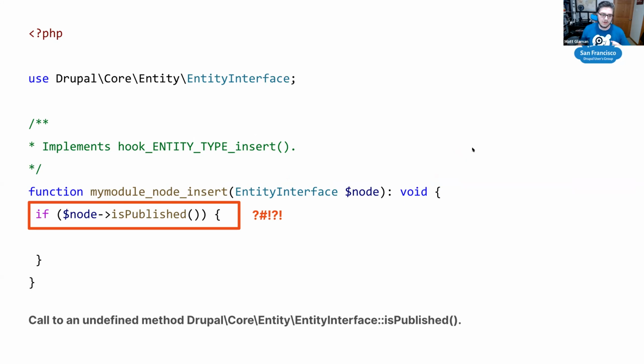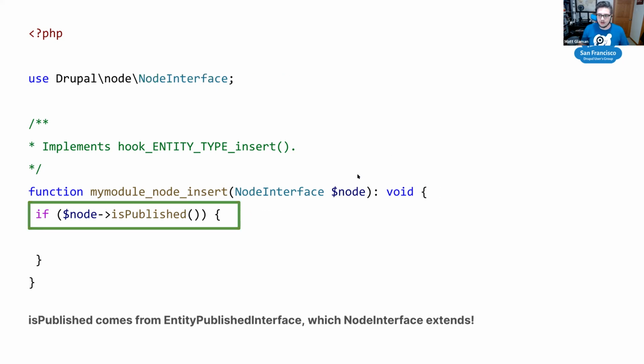Well, what? We know that nodes have isPublished. Well, PHPStan is telling us, hey, your types are wrong. Your hook_node_insert actually receives a node that is of NodeInterface. And once you fix that typing to say that, yes, my argument is NodeInterface, it's great, because NodeInterface extends EntityPublishedInterface, which has that method on it.